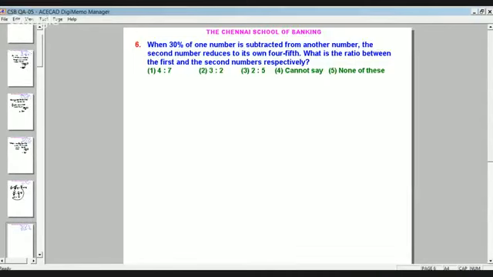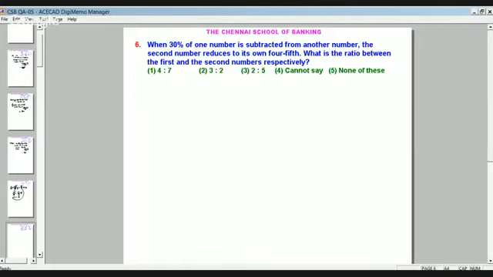Next question, the sixth. Thirty percentage of one number is subtracted from another number. One number, underline, write it X. Another number, underline, write it Y. The second number reduces. Second number means another number, so this also is Y. To its own, underline. It's X of Y.